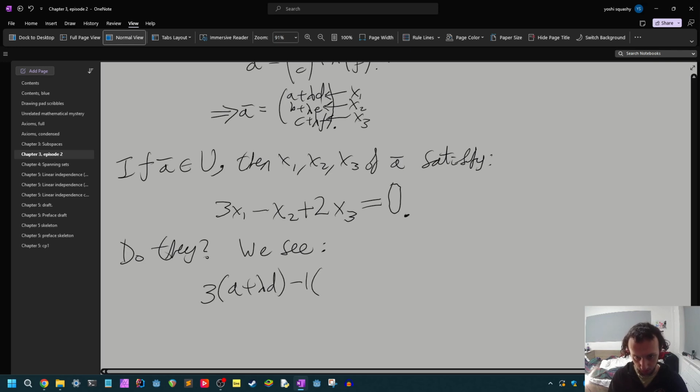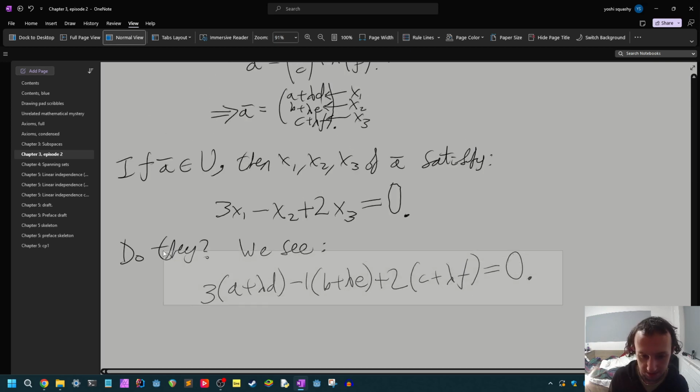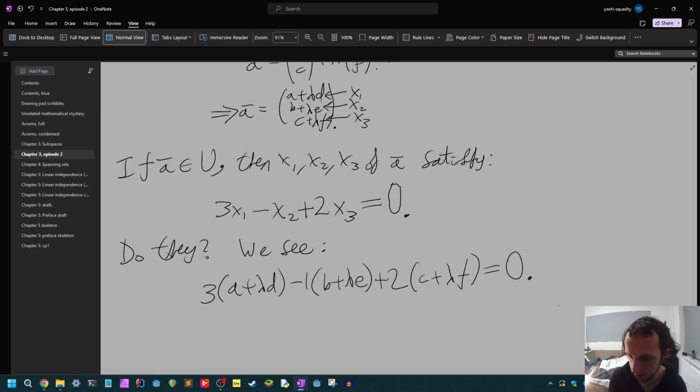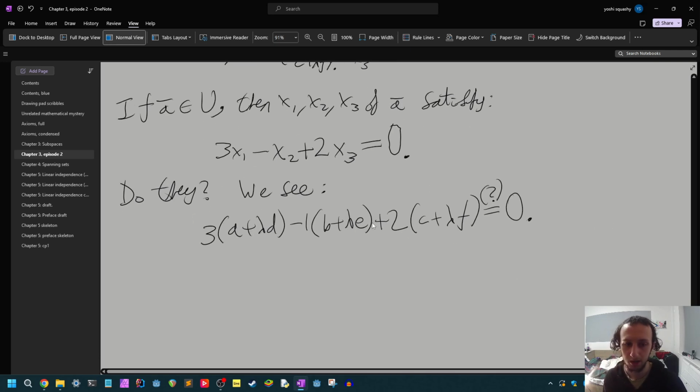So you've got minus 1 lots of B plus lambda E, plus 2 lots of F equals 0. And now all we need to do is rearrange this until we show that this equals 0. It's not immediately obvious that this is true, we need to show it's true. You probably shouldn't write a question mark, so I'll put it in brackets and remove it at the end. But just so you have an idea of what we're doing, we're trying to show these two sides are equal. We don't know they are.